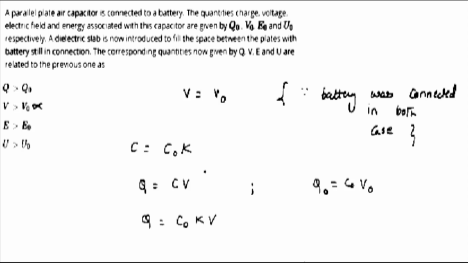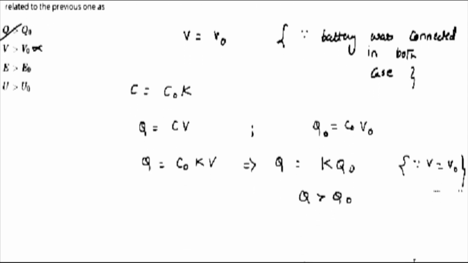Since V and V naught are both the same, from the equation above we can write this equation as Q is equal to K times Q naught. So from here we can clearly see the value of Q is greater than the value of Q naught, and here we will give the reason: since V is equal to V naught. So option A is the correct option. Now let's move further and check all the options given.